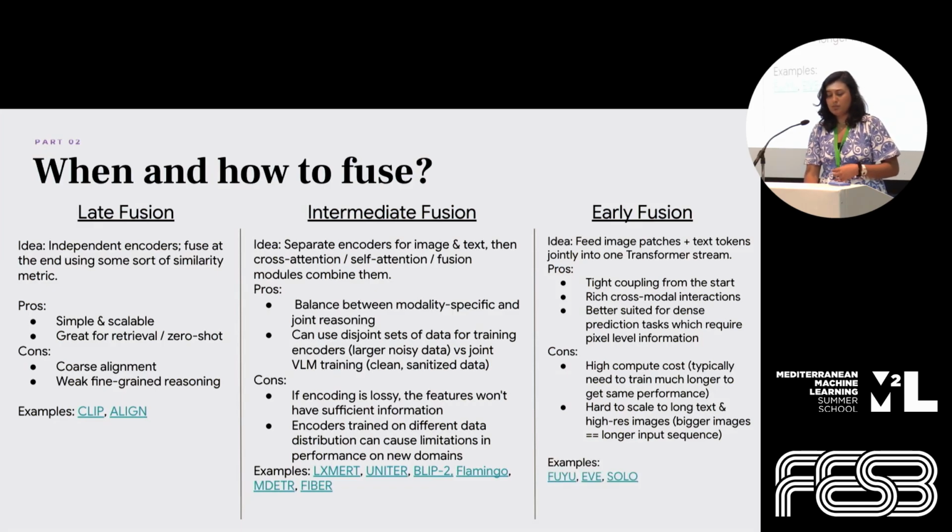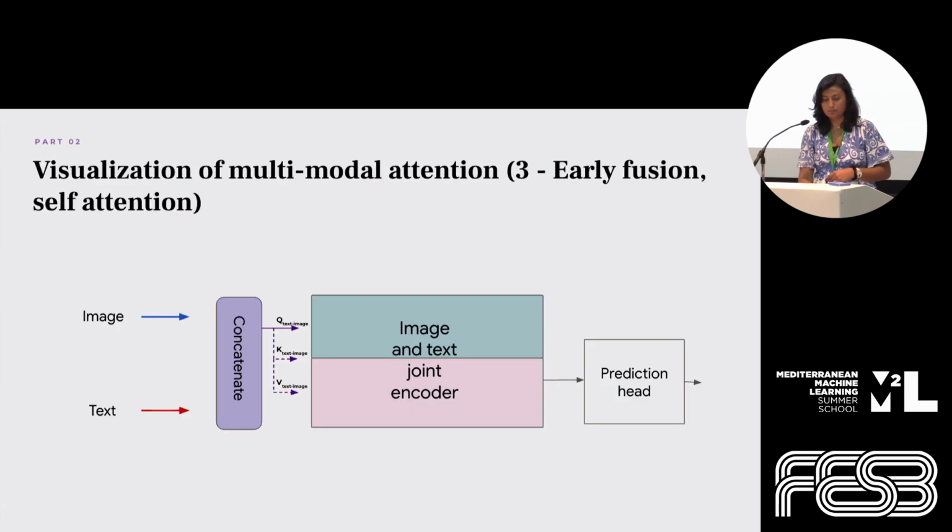So these are some examples. You can look at them later. As far as I know, there's nothing really open source out there, but there's a bunch of papers. And that's what it would look like. You just pass in the image and the text directly to the encoder.